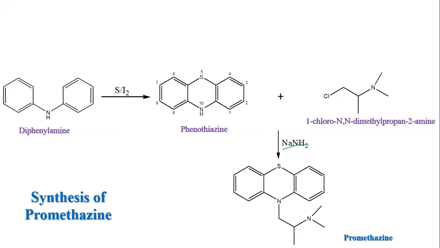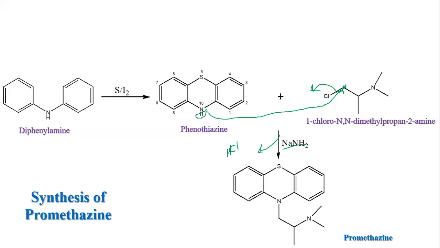Now, bases have the property to accept a proton, or to abstract a proton. So there is a simple reaction in which this nitrogen attacks, or reacts with, this halide, and chlorine, as a good leaving group, can be eliminated. So here that nitrogen will attach to this carbon with the elimination of HCl. All this interaction takes place in the presence of a base, and bases, as per their property, abstract a proton.